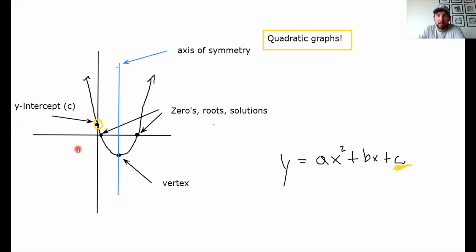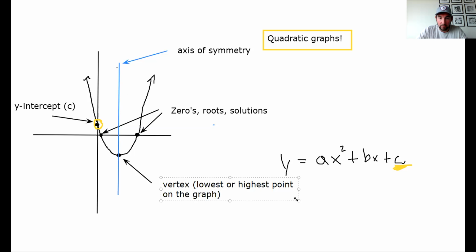So there are some key points that I want to talk about in terms of identifying the key information of a quadratic graph. First thing you want to notice is this low point. It could be a high point too if your graph opens down. It's called the vertex. That's going to be the lowest or highest point on your graph. That's our vertex. Okay.